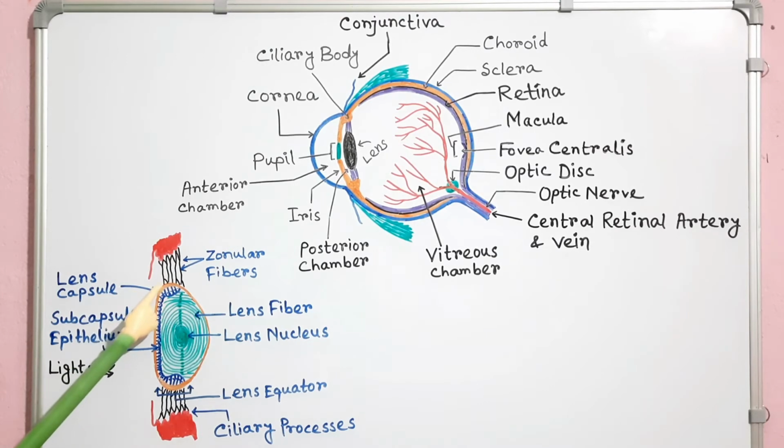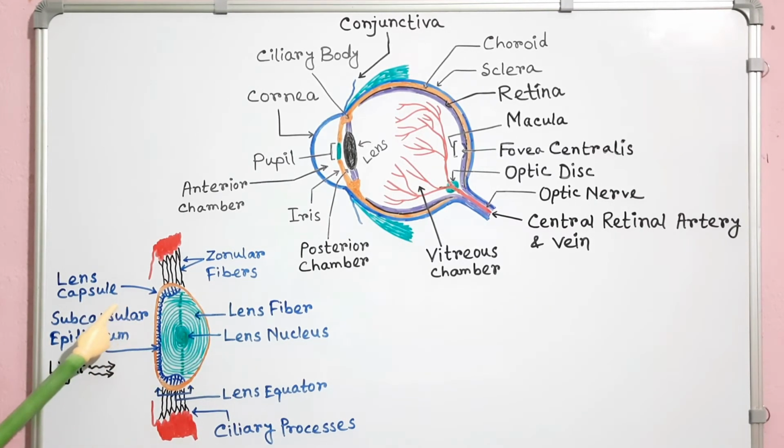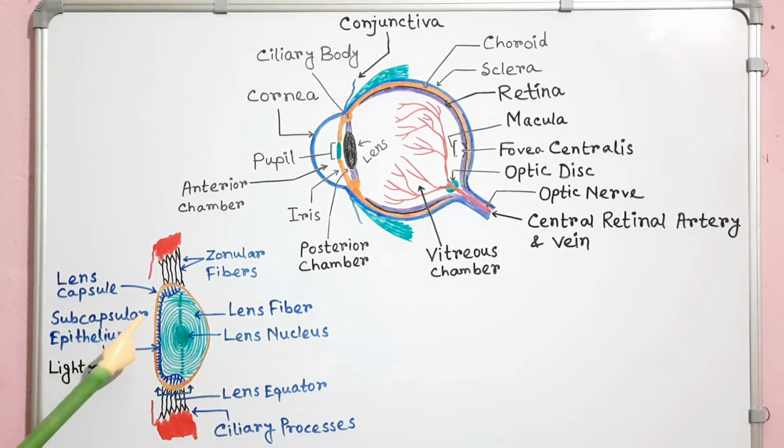This is lens capsule. It is a highly elastic, thick basal lamina measuring approximately 10 to 20 micrometer. It is produced by the anterior lens cells. The lens capsule is composed of type 4 collagen, proteoglycans, etc. It is thickest at the equator and thinnest at the center. Through the lens capsule and the suspensory ligaments, the ciliary body can change the shape of the lens.